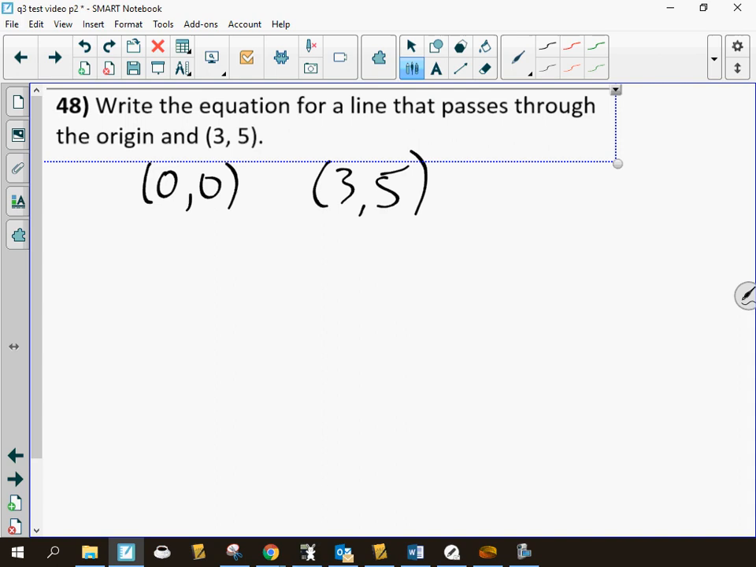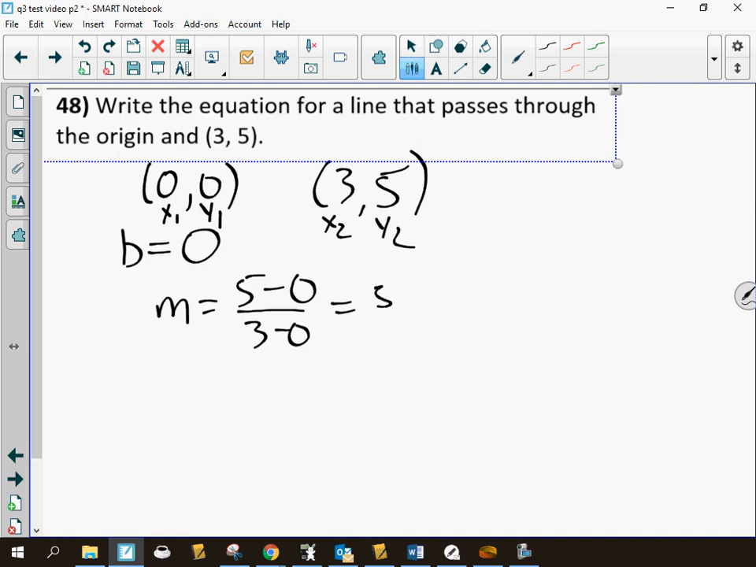Now, this one's fairly easy because I already know the y-intercept is 0 because it goes through the origin. And so then the slope is, once again, let's do x1, y1, x2, y2. So m equals 5 minus 0 over 3 minus 0, or 5/3. So my equation is simply y equals 5/3 x. And because it goes through the origin, we know it's a direct variation.